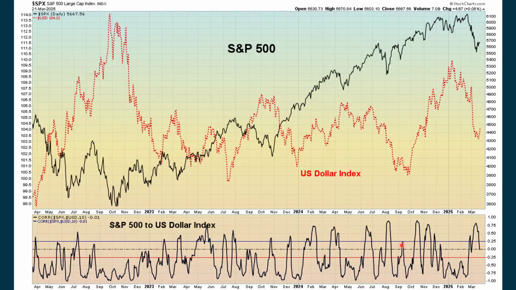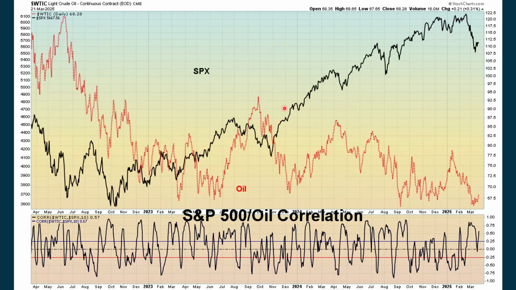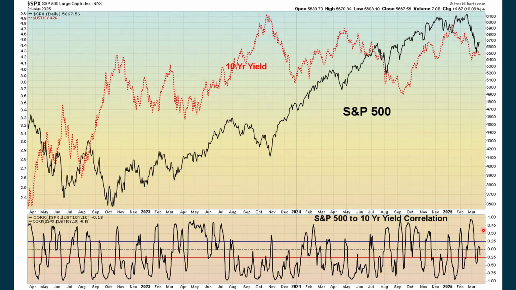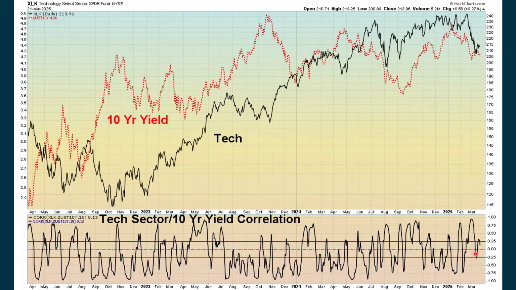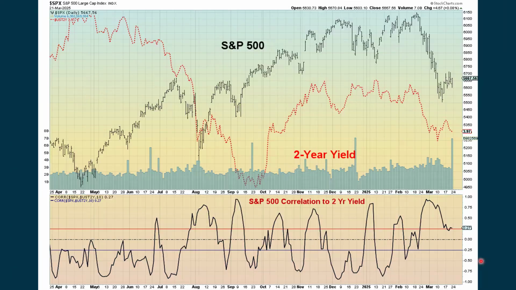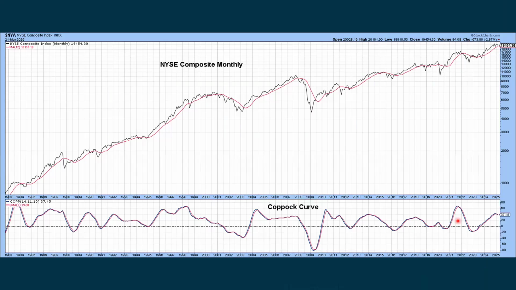Then we look at some correlations. Stocks to the dollar, neutral right now, not leaning one way or the other. S&P to oil, tending to go in the same basic direction, which lately has been down. Stocks to the 10-year yield, neutral. The tech sector to the 10-year yield, neutral. Stocks to the 2-year yield, shorter term, pretty much neutral, but a slight tendency to go in the same direction at the same time. Then some long-term charts.